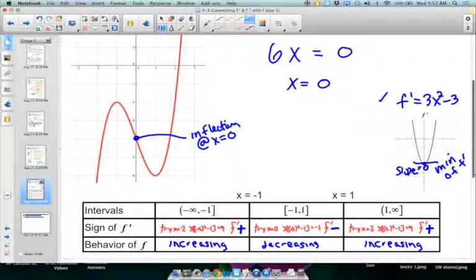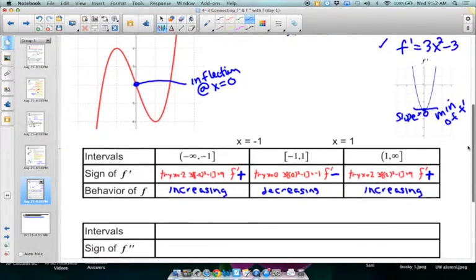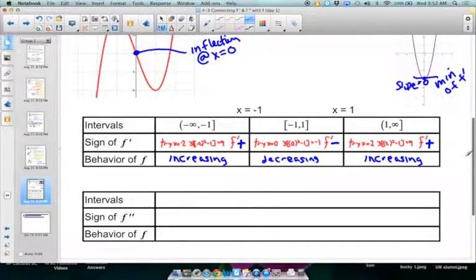So what we're going to do now, now that we're looking at how that derivative is changing, is create another organizational table, focusing on this location, this point of inflection. And so here's this second derivative table.